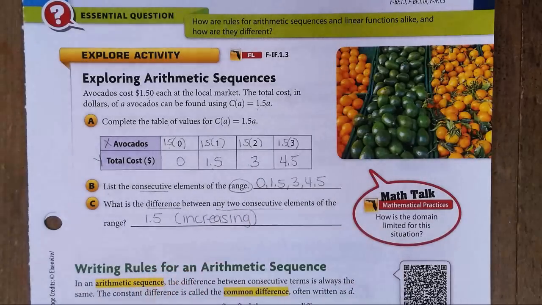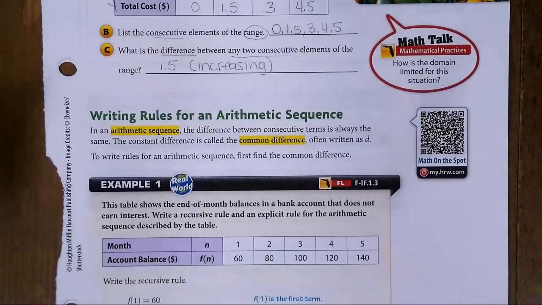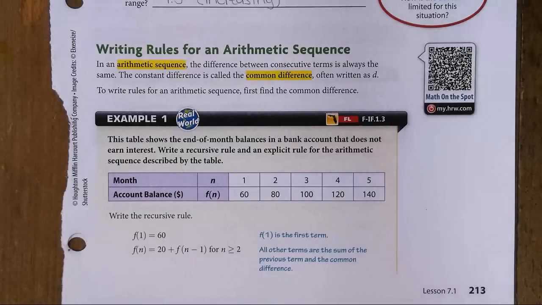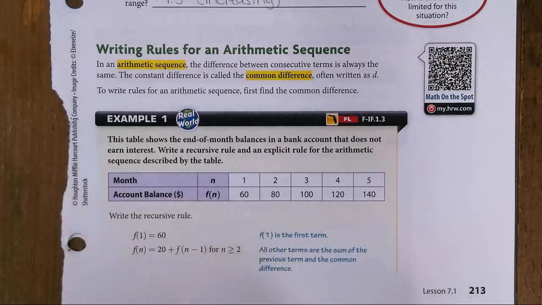Now that is a little bit of a foundation of what we're going to be working with in this lesson. Now we're going to be writing rules for arithmetic sequences. This sounds like it's going to be more confusing than it is, because honestly we've already done this, and if I'm not mistaken it was Module 5 when we talked about recursive rule and explicit rule.